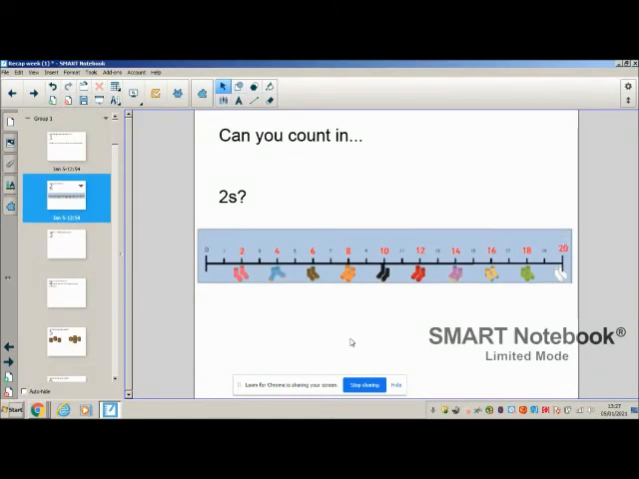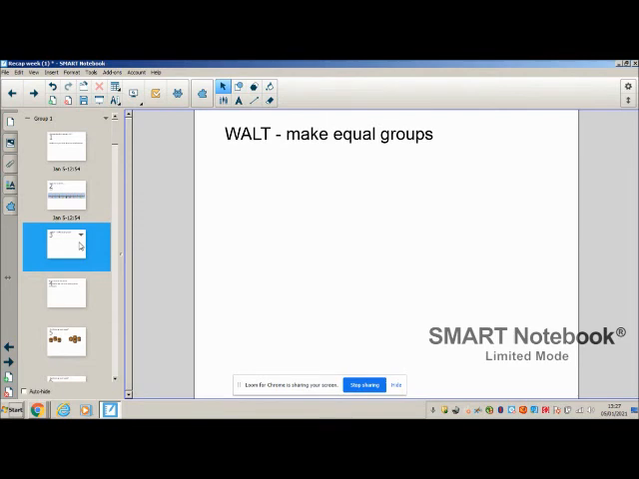Well done, everybody. I wonder why I have put socks to show us counting in twos? What do you think? The reason I've done socks is because there are 2 in every pair. So we can count 1, 2, 3, 4, 5, 6, and so on. Okay, your turn on your own. Are you ready? 0, 2, 4, up to 20. Well done, everybody.